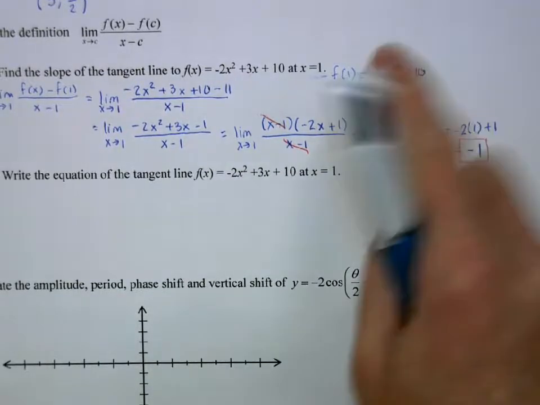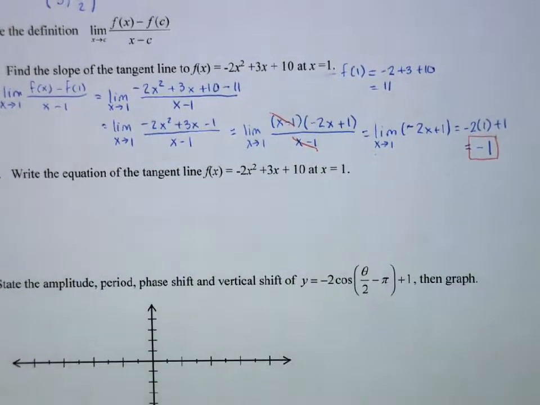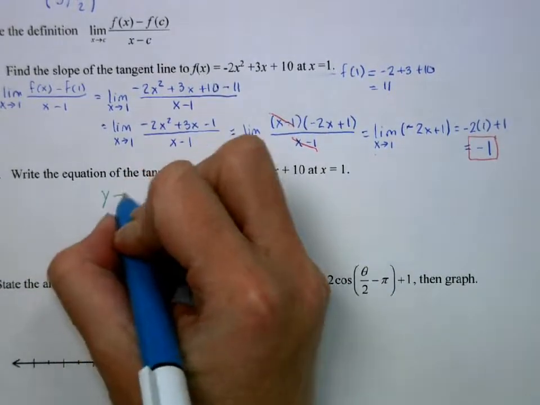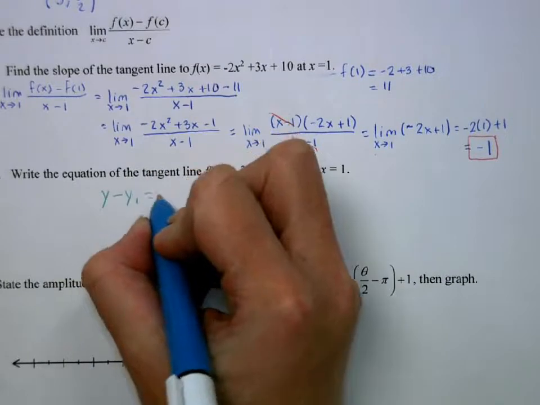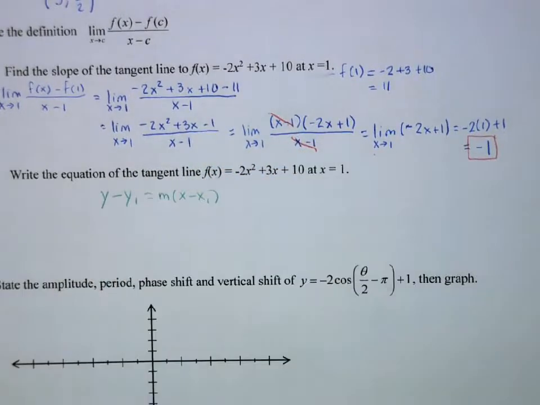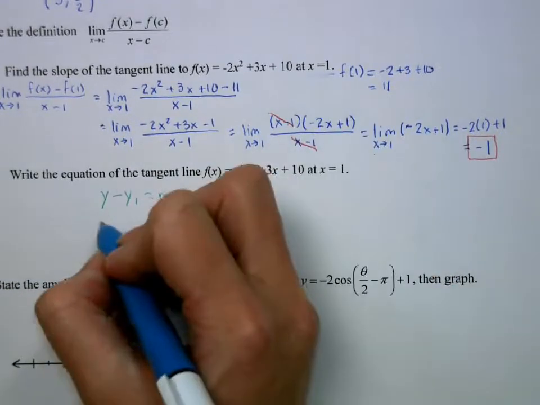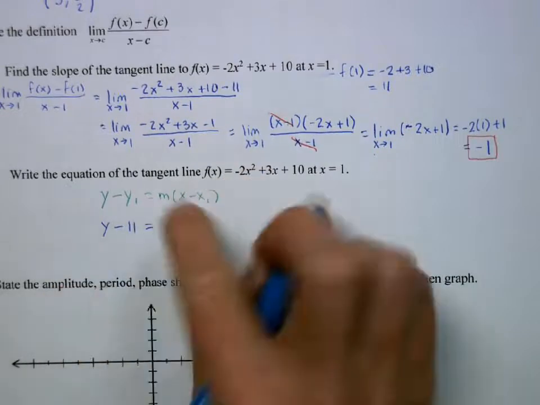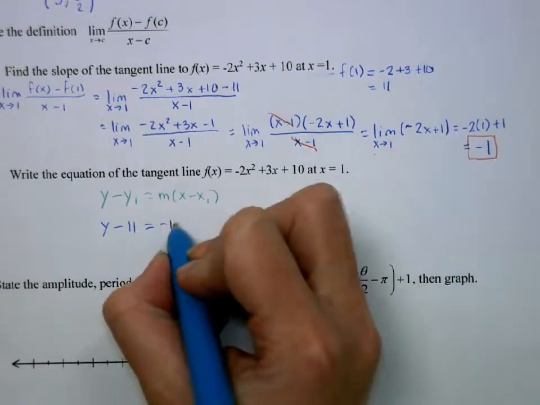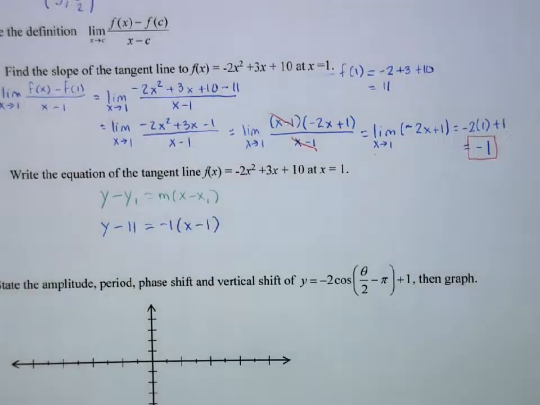Then we want to write the equation of the line. So a nice formula to use is the point slope form. And you can take our point, which is the point (1, 11), and our slope that we just found, negative 1. And you can leave it like that. If you feel like multiplying it through, you can.